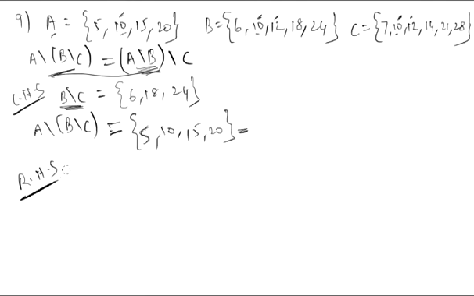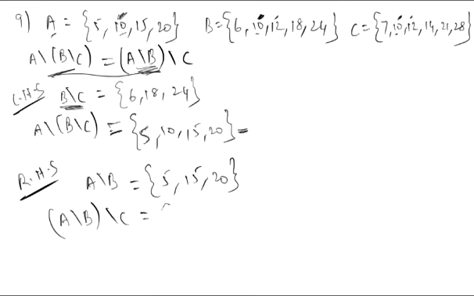What is the right hand side? Calculate A set difference B. A set difference B: 5 is there or not, 10 alone you can strike off, 15, 20 not. So you would get 5, 15, 20. Now A set difference B set difference C: 5 is not in C, 15 is not, 20 is not. So you are going to get this only. Check these two. Are they same? No. The element 10 is not there here.